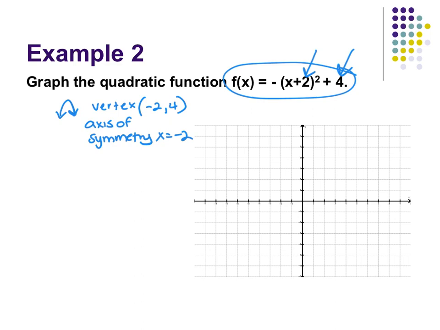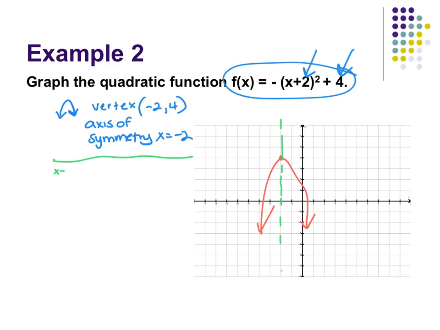So already I have this information. I have negative 2, 4 as my vertex. I know, again, I can approximate it. It's going to point down. And I've got an axis of symmetry, x equals negative 2. Now I'm going to figure out what my intercepts are because, again, it's probably going to ask for it, so you might as well find them.